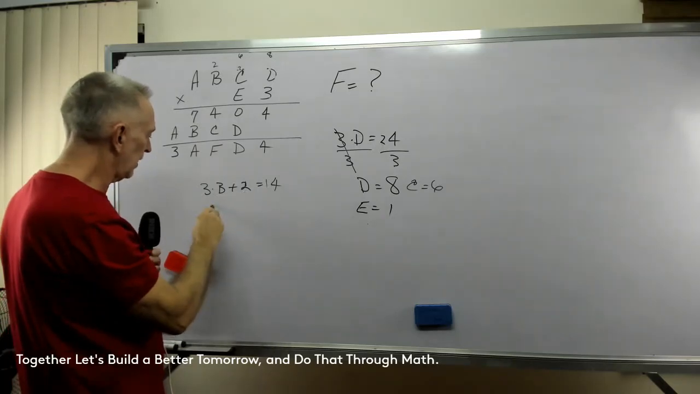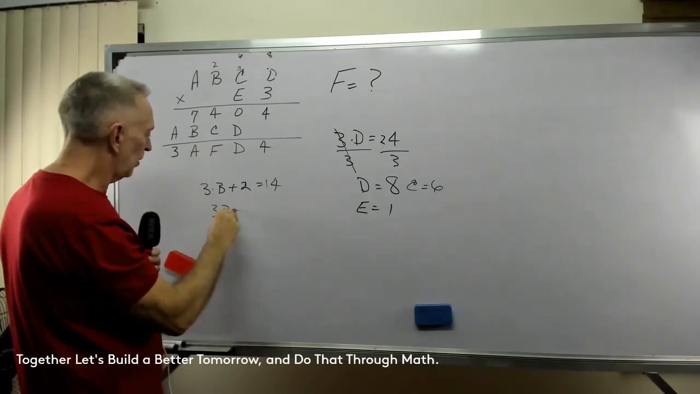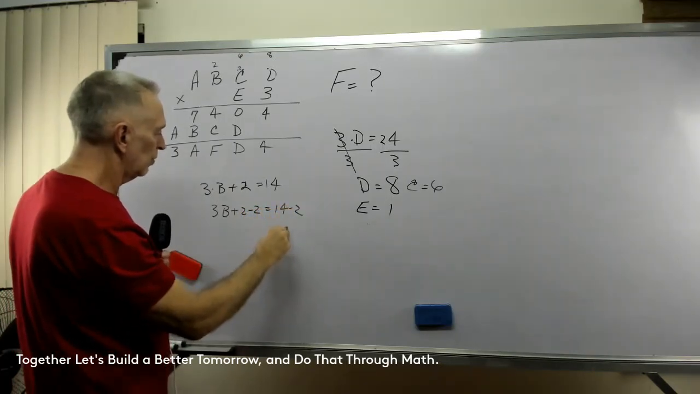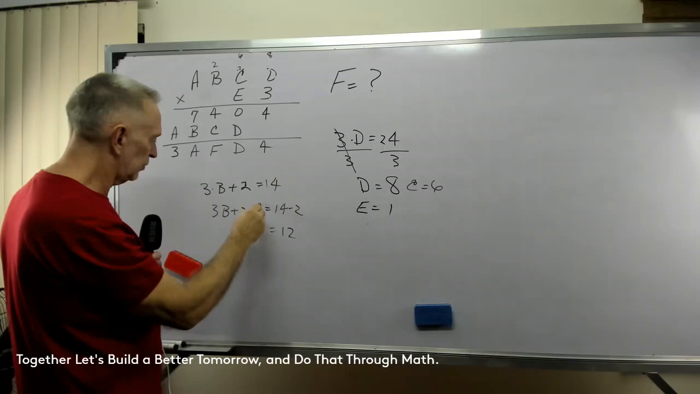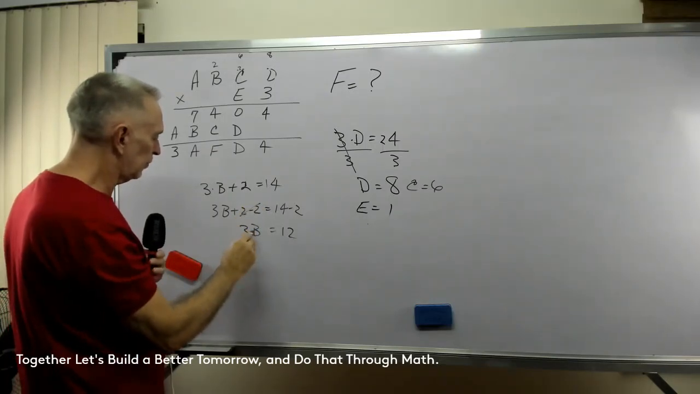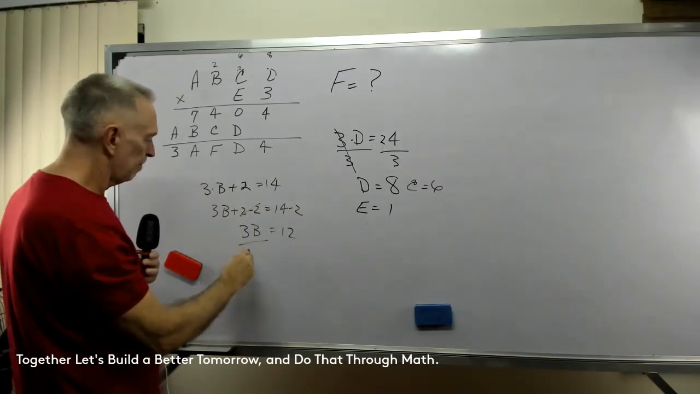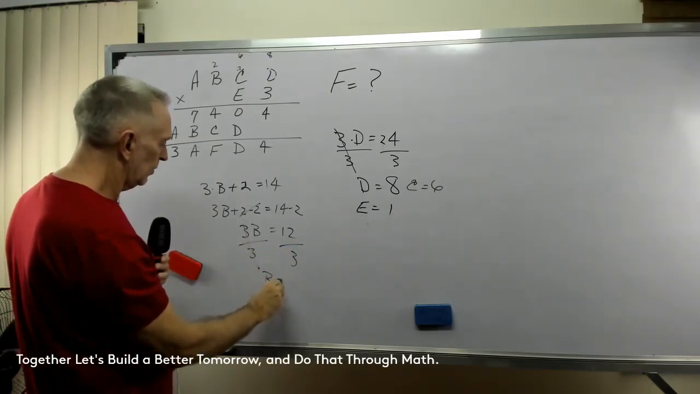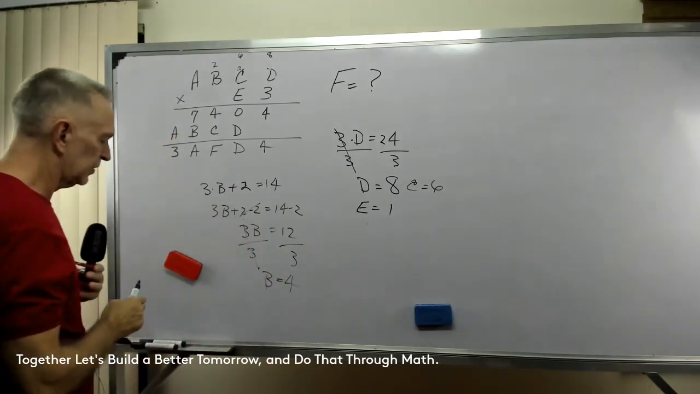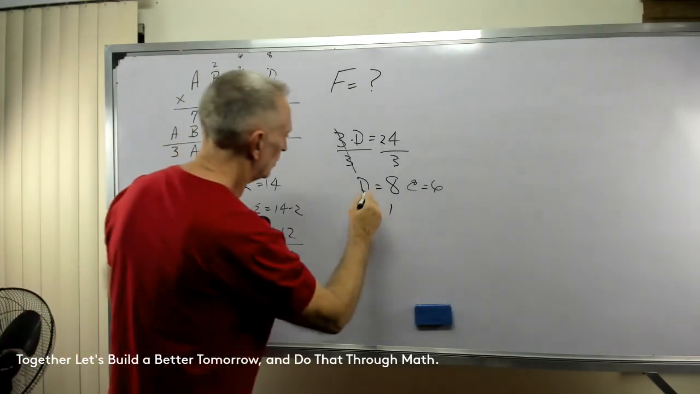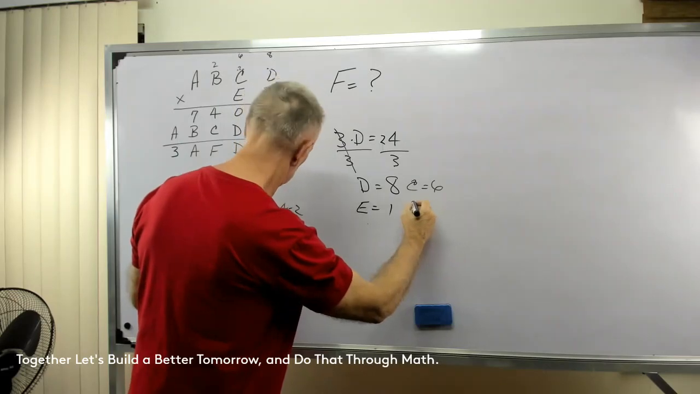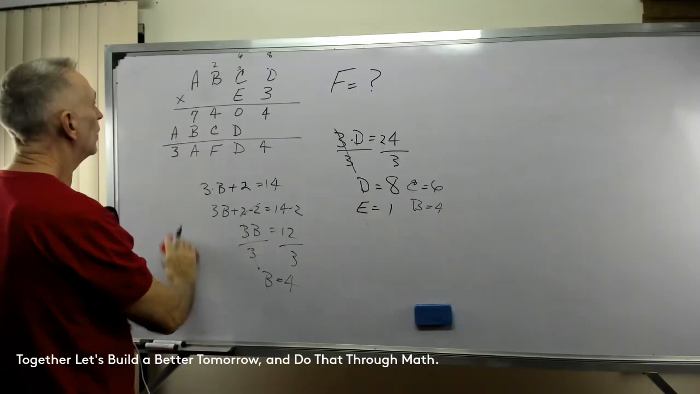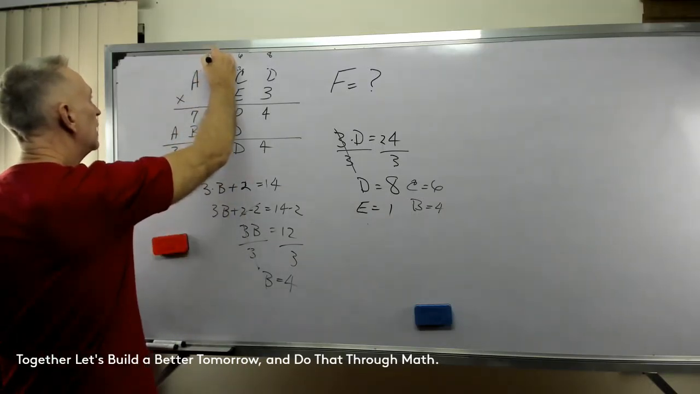So if we subtract, 3 times b plus 2 minus 2 equals 14 minus 2. 14 minus 2 is 12. These two cancel. 3 times b equals 12. Divide both sides by 3. Well, b would equal 4 if that's the case. So D is 8, C is 6, B equals 4. Well, let's put our 4 at the very top up there.